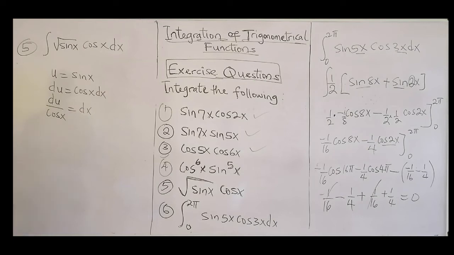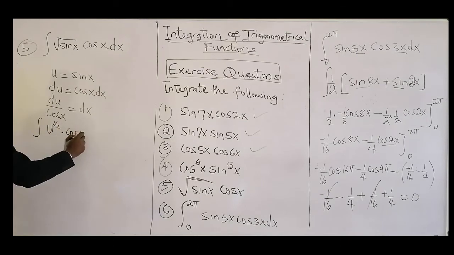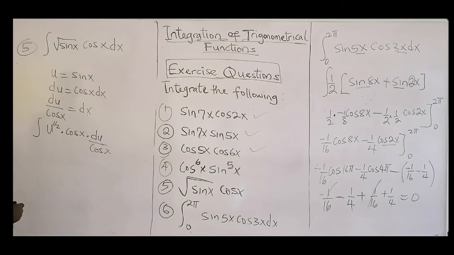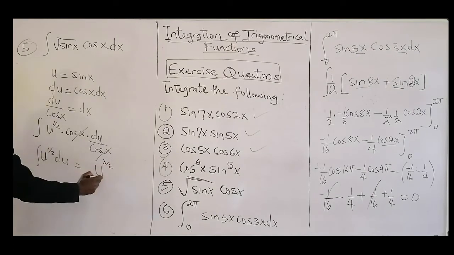Dx. Okay, so that will be equal to integral u half then times cos x then times dx is what? Du over cos x. Okay, then this one will cancel out. You just have u half du. So that will be equal to what? U, if you integrate this one, that will be 3 over 2 over 3 over 2, which is 2 over 3 plus what? Plus c.